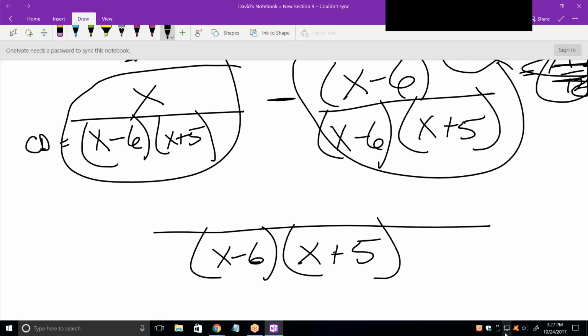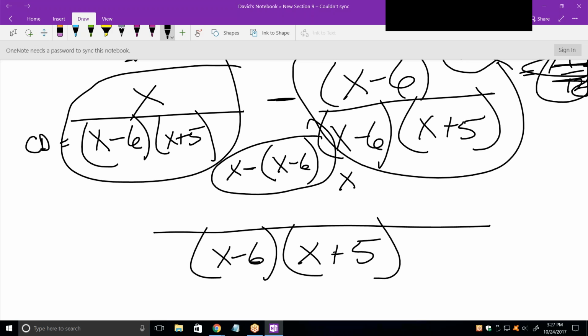2x minus 6. Okay, the top is x minus 6, right? So remove the parentheses first. What does that become? x minus... This minus sign has to be applied to that number. So it's x minus x plus 6.